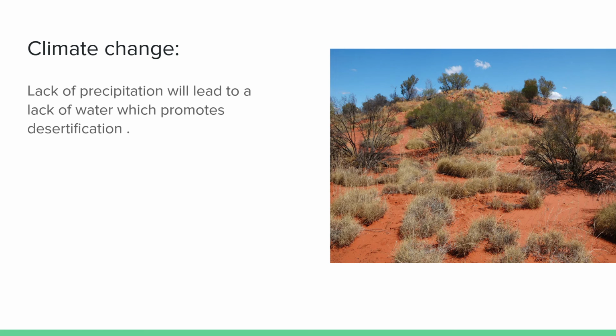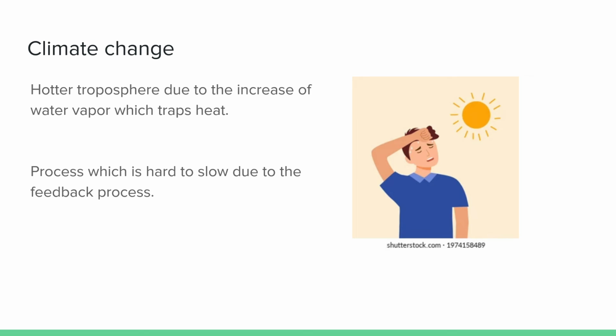Climate change. So the lack of precipitation will lead to a lack of water, which promotes desertification. Another one would be the hotter troposphere due to the absorption of the radiation. The process is hard to slow due to the feedback process. Once again, it can snowball in the feedback process. It's a snowball itself.